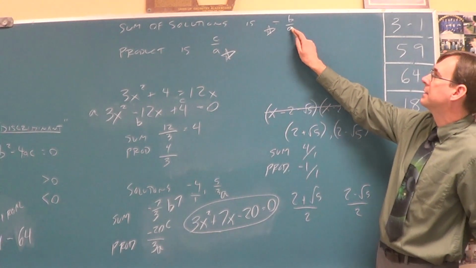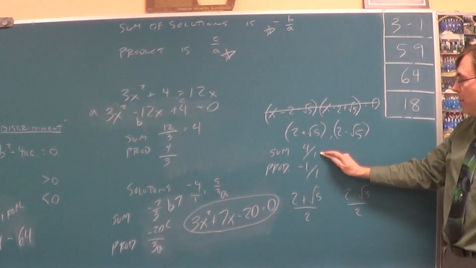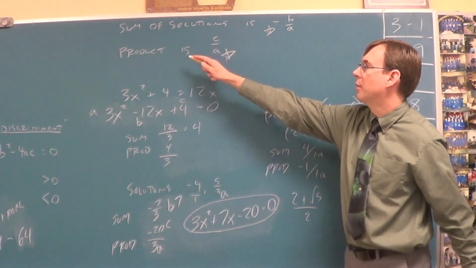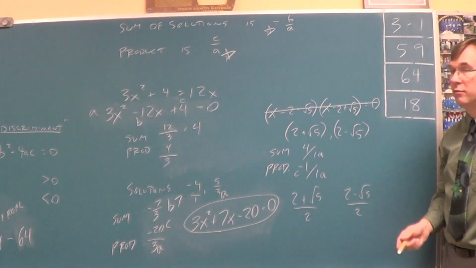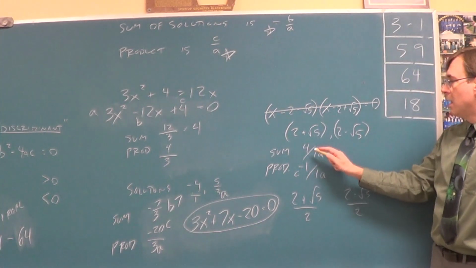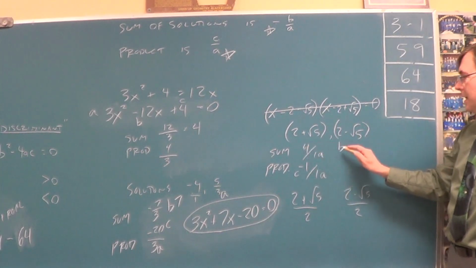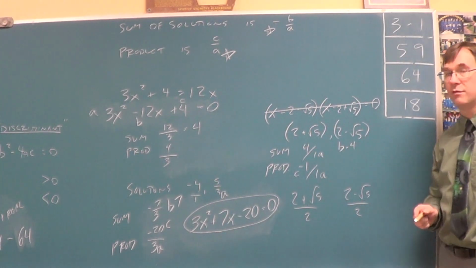And then eyeball things. The A is what's on the bottom of both. So these 1s are A's. The C is from the product. So -1 is the C. The B is the opposite of the sum's top. So the opposite of this would be a -4.